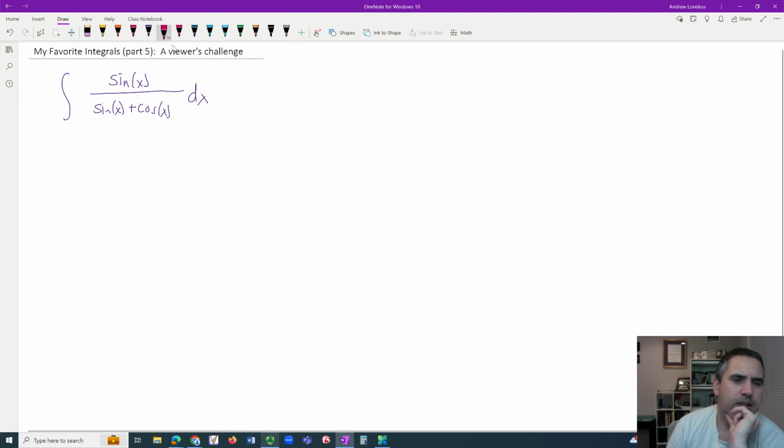Hey there, Calculus fans. Another viewer has challenged me to an integral here. This one, if I'm reading theirs correctly, as I said, I'm more focused on techniques to make progress in an integral.